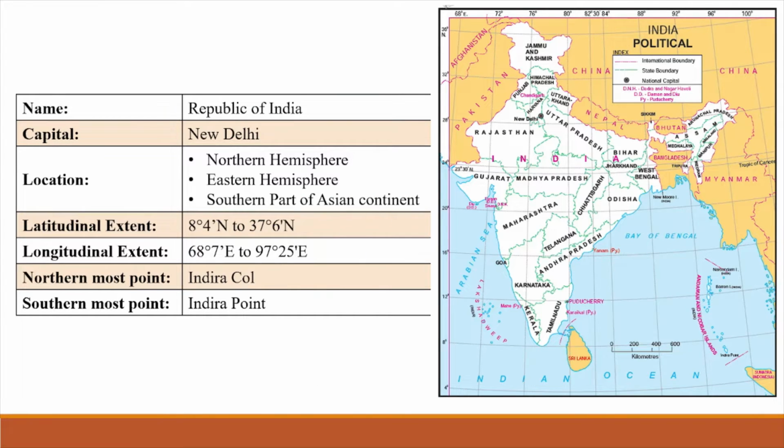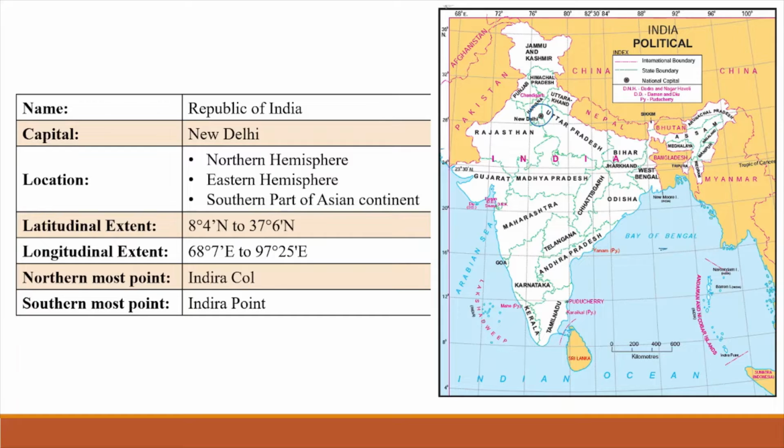India's name is the Republic of India, Republic because every citizen over here has the right to vote and have their representative. The capital of India is New Delhi, right here where it's marked. The location we saw: it lies in the northern hemisphere, the eastern hemisphere, and it is the southern part of the Asian continent. Now, what is latitudinal extent? Let's understand what is latitudinal extent.